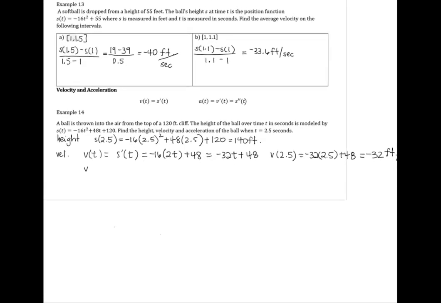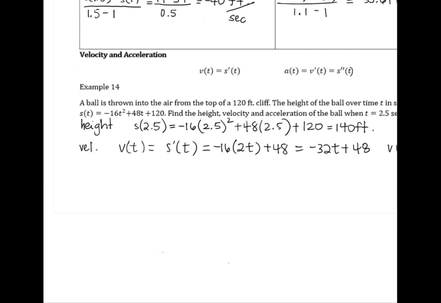The final thing we are looking for is the acceleration after 2.5 seconds. To calculate the acceleration, we are going to need the acceleration function, which is the second derivative of the position function, and equivalently, it is the derivative of the velocity function. So now we are taking the derivative of this velocity function.